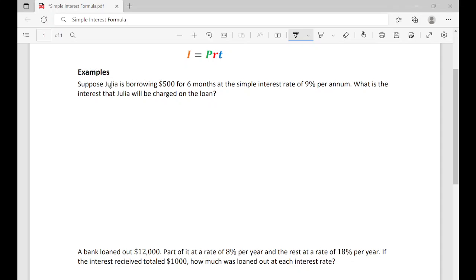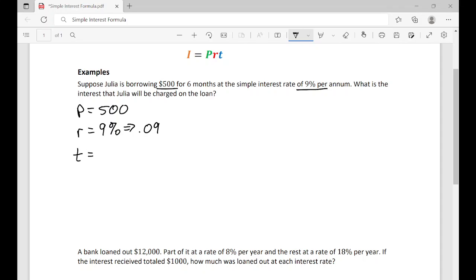So, suppose Julia is borrowing $500 for 6 months at a simple interest rate of 9% per annum. What is the interest that Julia will be charged on the loan? So first things first, let's figure out what we know. Principal is going to be $500. The rate is 9%, but we can't work with a percent when it comes to math problems, so we have to convert it to a decimal. So 9% is actually going to become 0.09.